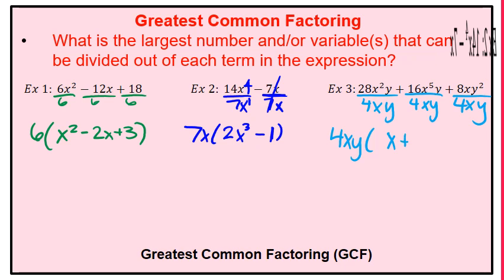What do we got? 28 divided by 4, looks like that's 7. I have a 4 with x to the 4th, and I have a 2 with 1y. So make sure that whatever you're left with, there's no more common factors. That's how you knew you took the greatest common factor out.